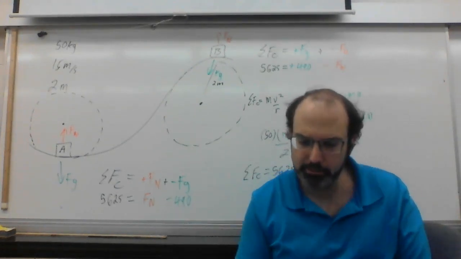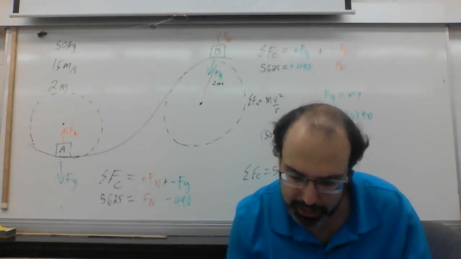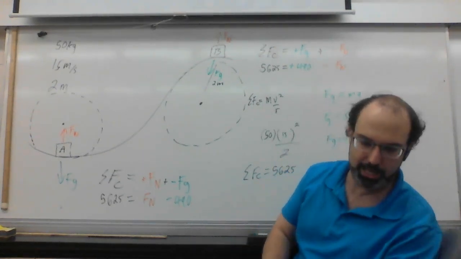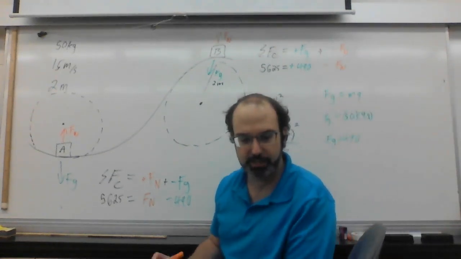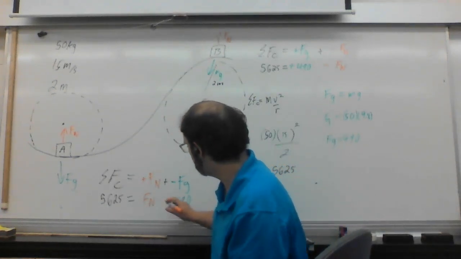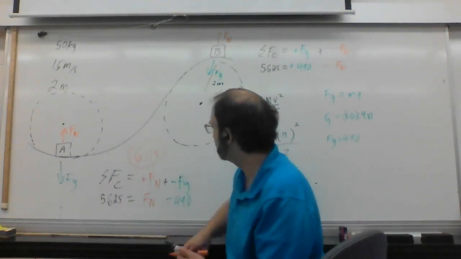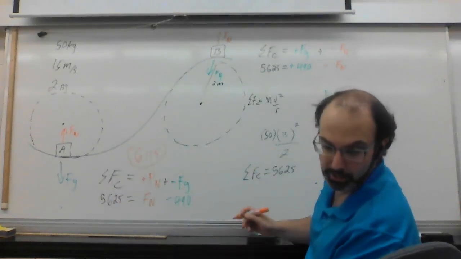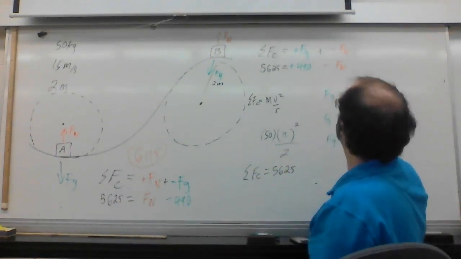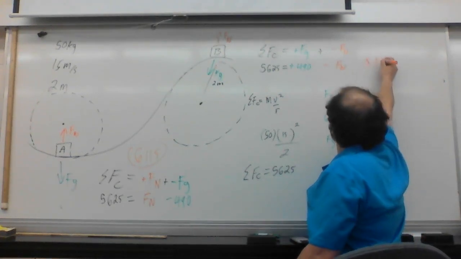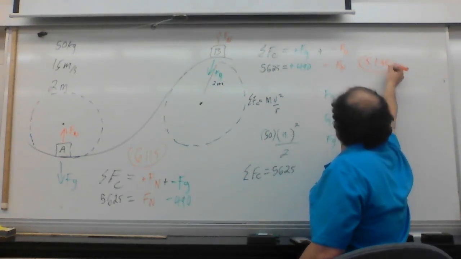So when we do the math here, I think I've actually worked it out, and we get that Fn over here should be 6115. So this one here should be 6115. And over here, it should be 5135.